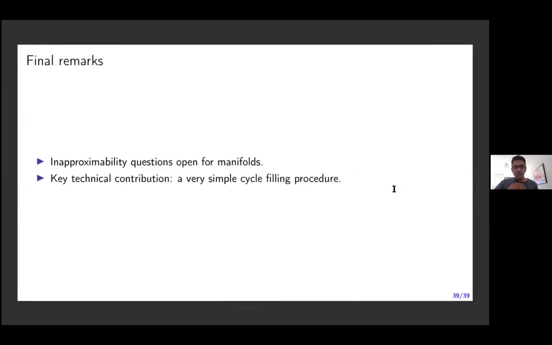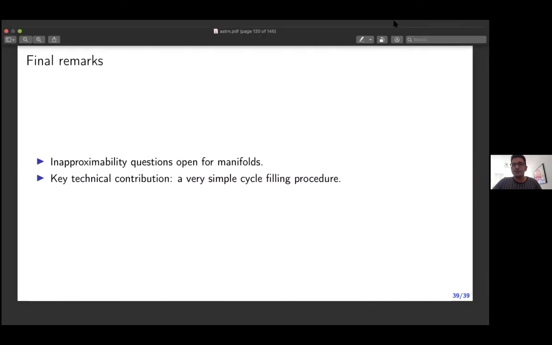And final remarks, I'll say that the inapproximability question for manifolds is still open, because the complexes that we construct are not manifolds. And I would like to say that maybe the key technical contribution of this work is that we have a very simple cycle filling procedure, which someone may learn from and may use in some other combinatorial gadgets. So with that, I'd like to conclude my talk.